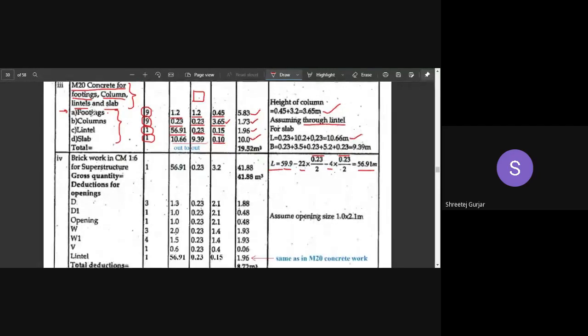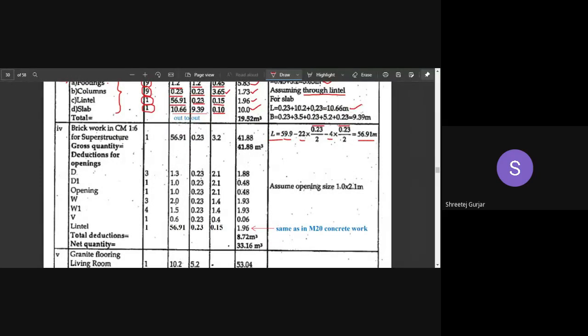Okay, so moving on. The next thing is our brickwork in superstructure. In the central line method, we will consider it as 1. And what about the central line length? It will be the same as what we calculated for lintel. So central line minus 22 into your column width, that is 0.23 by 2, minus N1, that is 4, into your wall thickness, that is 0.23 by 2. So 56.91, and this is the thickness of your wall, and this is the height, that is floor to floor height. So you get your brickwork in superstructure.